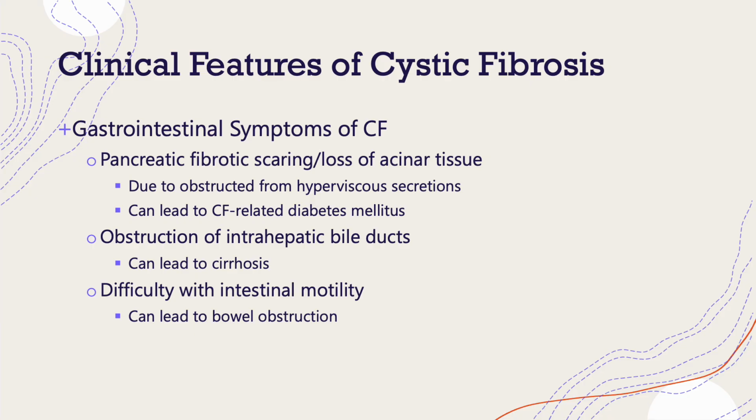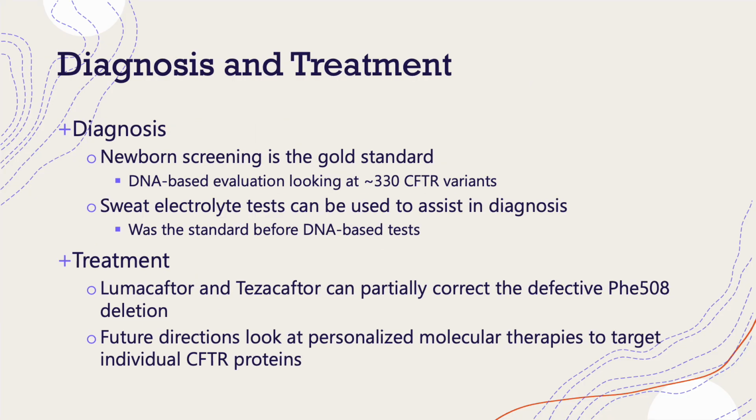Finally, I will discuss how the disease is diagnosed and treated. Cystic fibrosis is usually diagnosed with newborn screening. This test looks for mutation in the CFTR gene. A sweat test can also be used to measure salt levels. Treatment includes medication that improves CFTR function. These treatments help manage symptoms and improve quality of life.